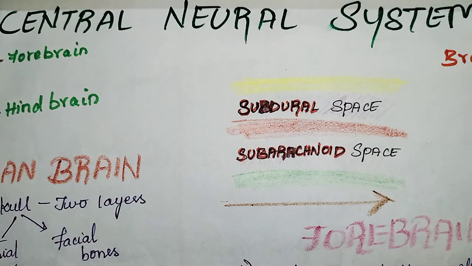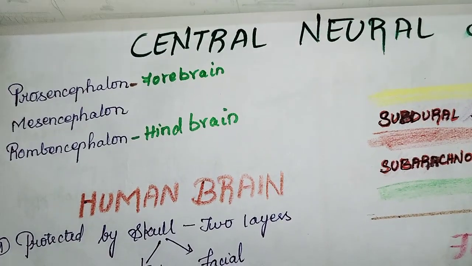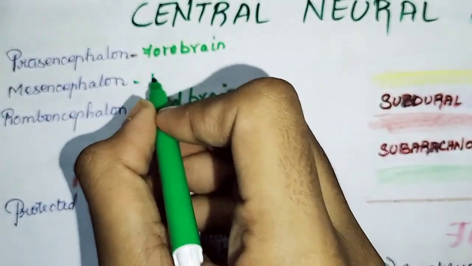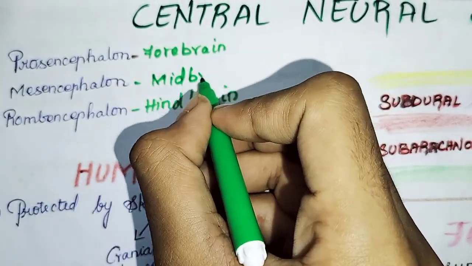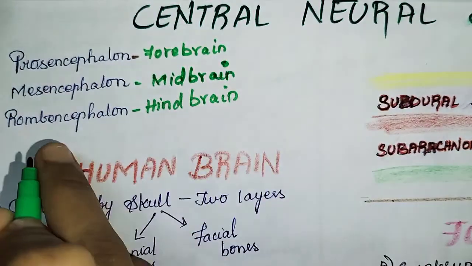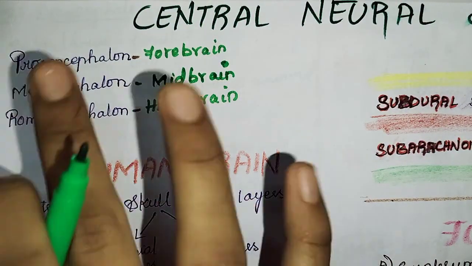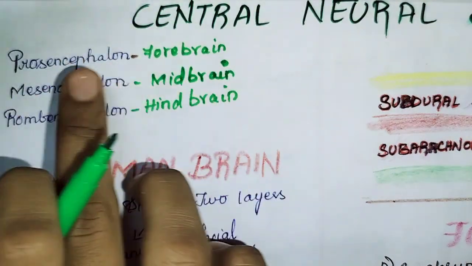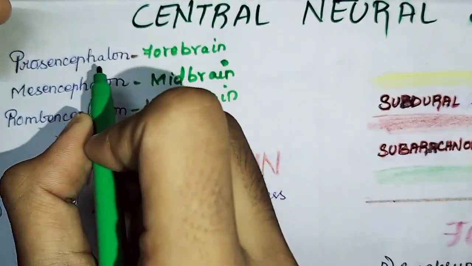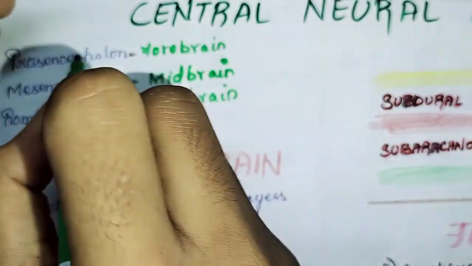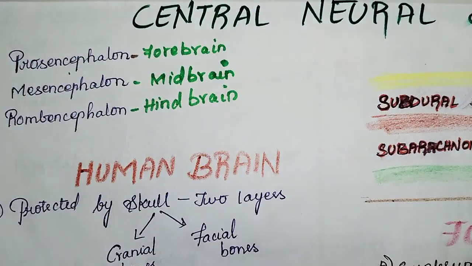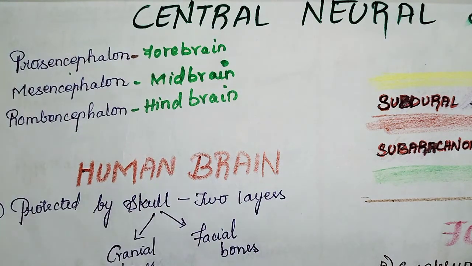I told you already. The forebrain is also known as prosencephalon. The midbrain is also known as mesencephalon. The hindbrain is also known as rhombencephalon. So these are other terms we can use. The forebrain arises from the prosencephalon, the midbrain arises from the mesencephalon, and the hindbrain arises from the rhombencephalon.